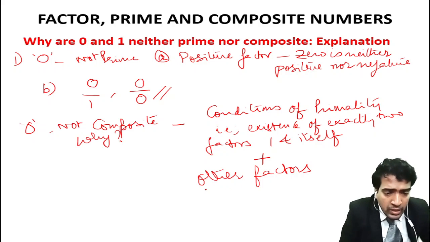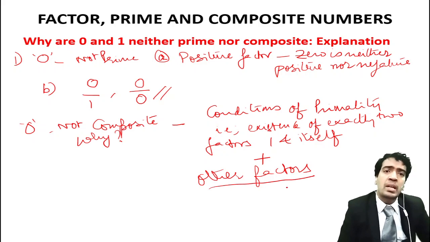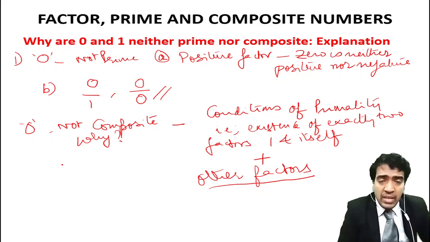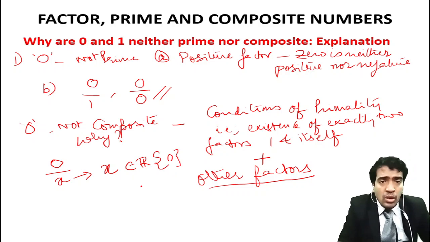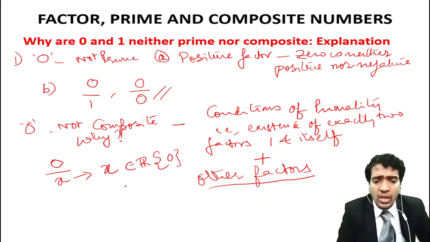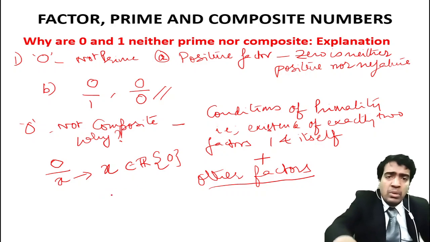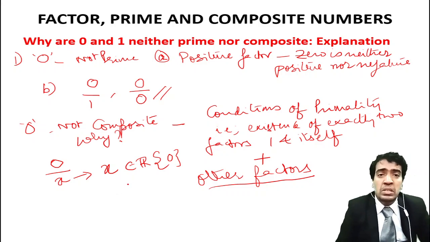Let us look at this first. Does 0 have any other factors? Yes. Say x divides 0. x can be any number in the real number system except the number 0, because 0 by 0 is not defined. All those numbers can divide 0. So 0 has an infinite number of divisors. So this condition is satisfied.